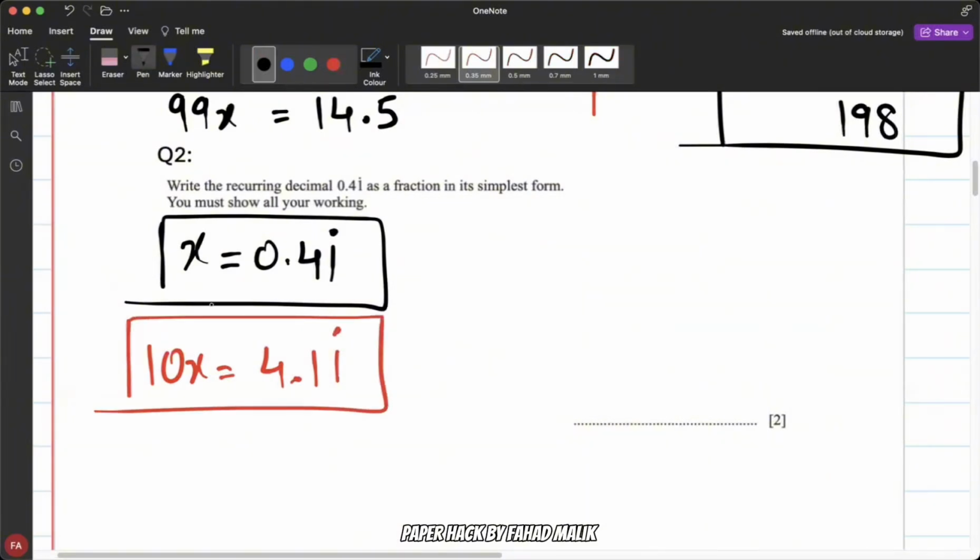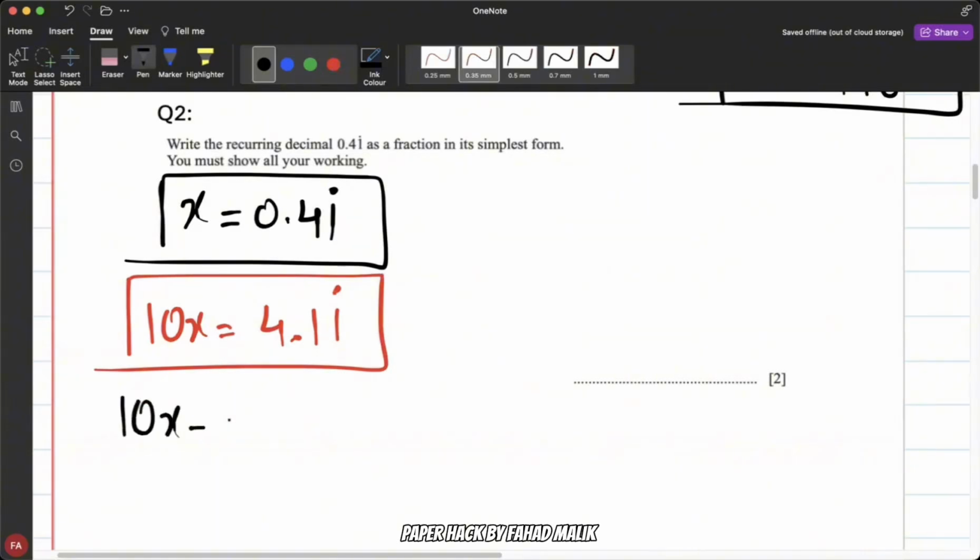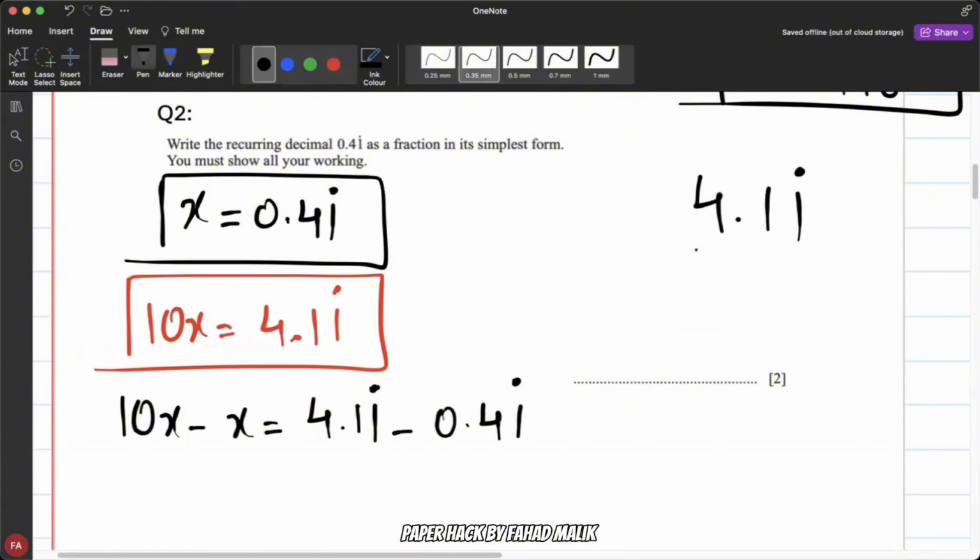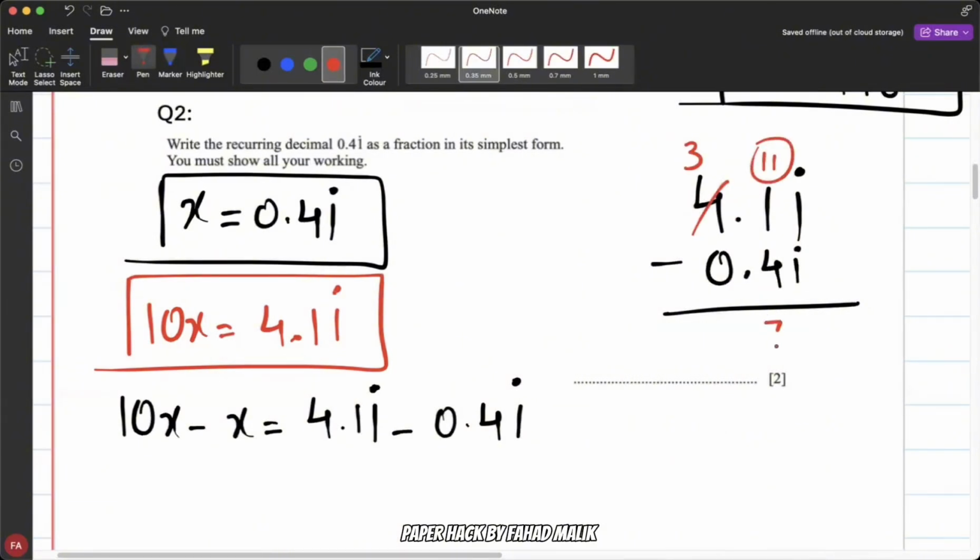Now that I have this, we can start subtraction. So 10x minus x is going to be 4.11 with the dot over here, minus 0.41 with the dot. This and this cancel out. Now we got 4. You probably know that you can actually subtract just like the way you have been doing before. 11 minus 4, that's going to be 7, and then we have 3. So you can probably see that we end up getting 3.7 as my right side.